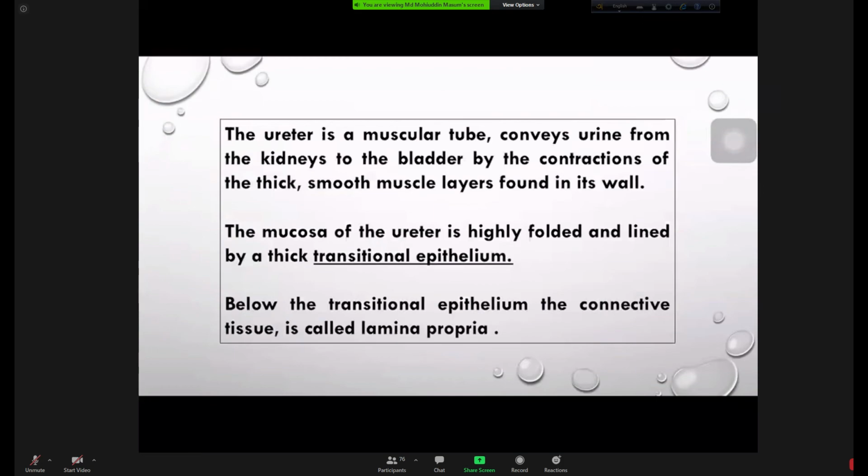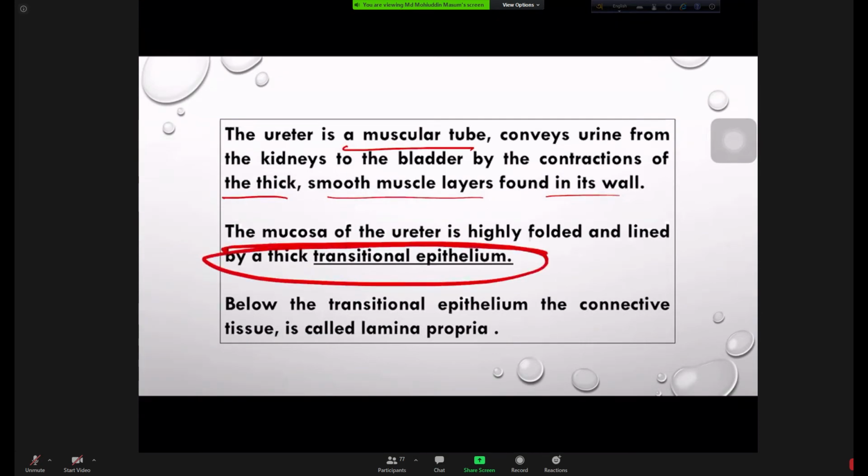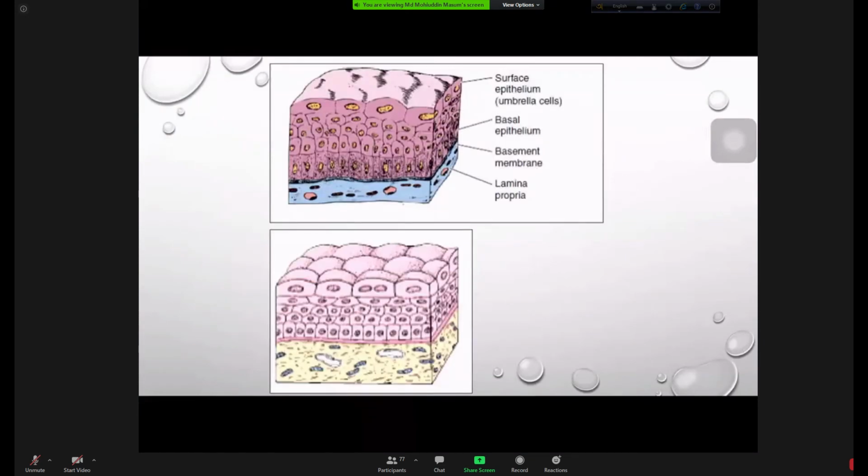Now the ureter. So what is the ureter? It is a muscular tube that conveys urine from the kidney to the bladder by the contraction of the thick smooth muscle layer in its wall. Now, importantly, the mucosa of the ureter is lined by transitional epithelium. Very, very important. Whenever you get transitional epithelium, it will be asked what transitional epithelium is and where it starts. So this is transitional epithelium.